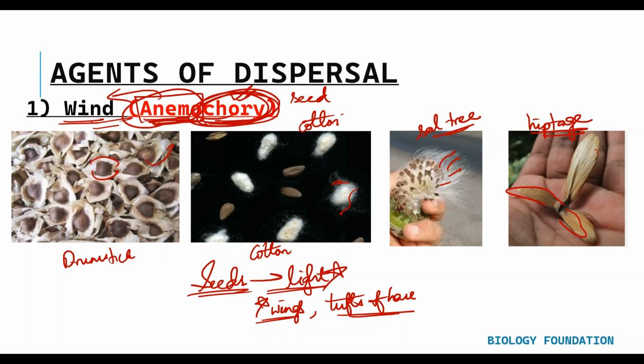Again, I'm repeating. If wind is used as an agent for pollination, we use the word anemo. Even if wind is used as agent for dispersal of seed, you use the word anemo. Then what is the difference? If it is for dispersal of seeds, we use the word chory. Anemochory, that means using wind as agent of dispersal for seeds. For pollination, we use the term philly. If through wind there is transfer of pollen grains from anther to the stigma, then you use the term anemophily. Here we are talking about dispersal of seeds, so it will be anemochory.